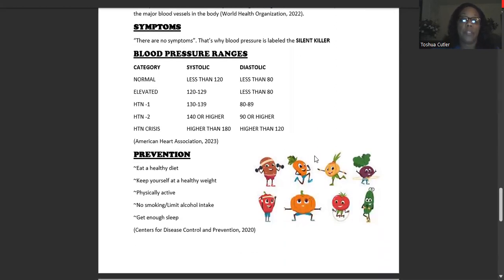Ways to prevent hypertension are to eat a healthy diet. Keep yourself at a healthy weight. Be physically active. No smoking, and limit your alcohol intake to at least 2 drinks per day. And please get enough sleep.